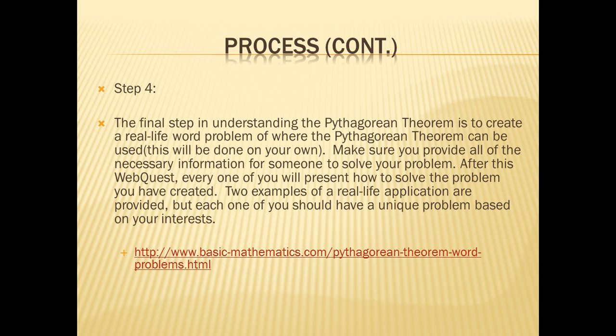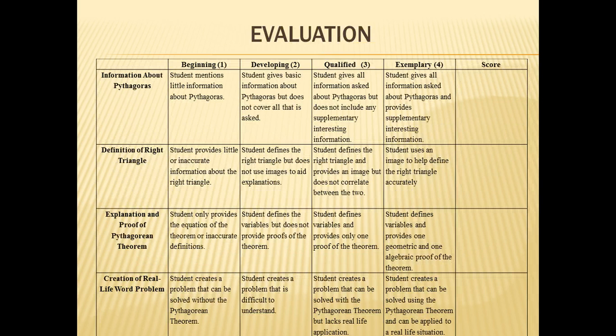Lastly, step 4, you will create a real-life word problem of the Pythagorean theorem. Make sure you provide all necessary information for someone to solve your problem. After this web quest, every one of you will present how to solve the problem you have created. Now remember, this will be done on your own, not in groups of 4. You should use the link here at the bottom, but also provide a unique problem based on your interests.